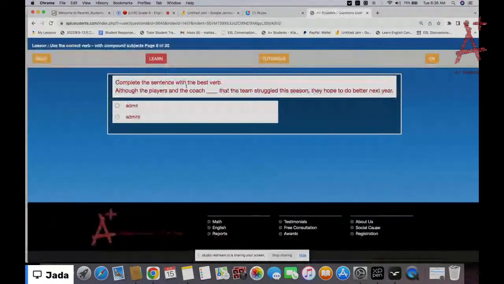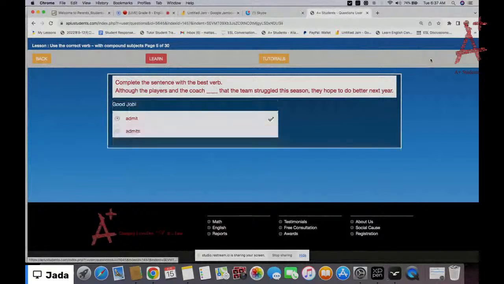Although the players and the coach admit that the team struggled this season, they hope to do better next season. So coach, is it plural or singular? Take note of the subject closest to the verb. So are we going to see admit? Let's choose one of the answers. So admit.